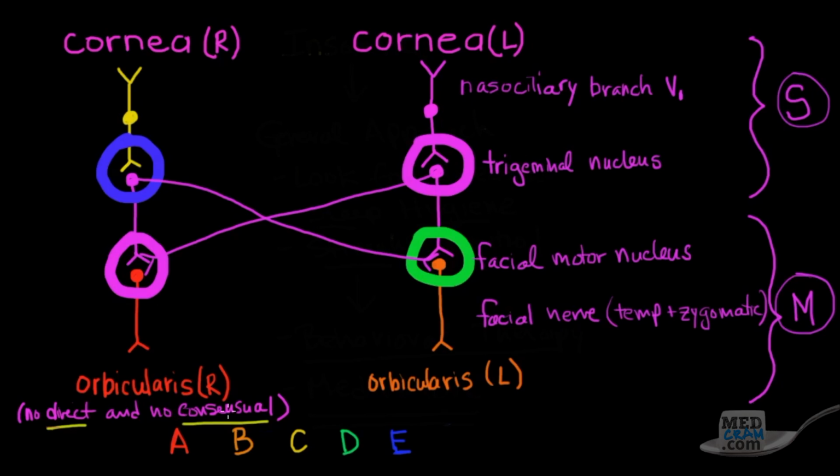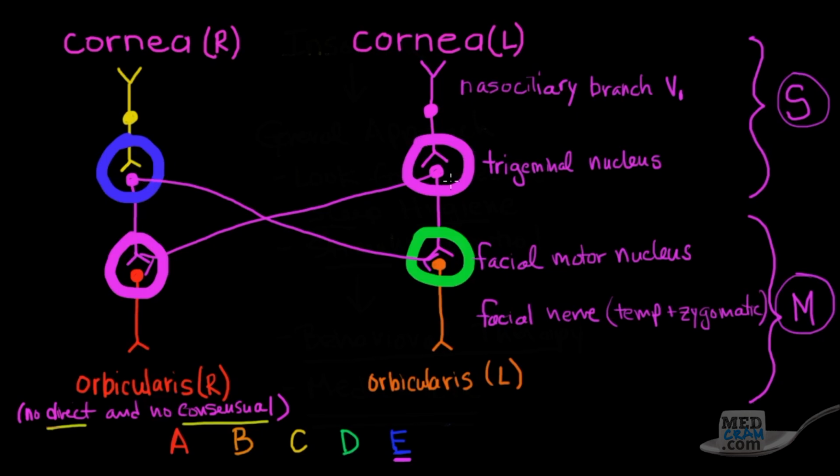So let's go through these, and we'll work on them backwards. Let's first take option E. If there was a lesion here at the right-sided trigeminal nucleus, that would mean that if there was a stimulation of the right cornea, basically what would happen is it would stop right here, and you would get no response in either eye when you stimulated the right cornea.